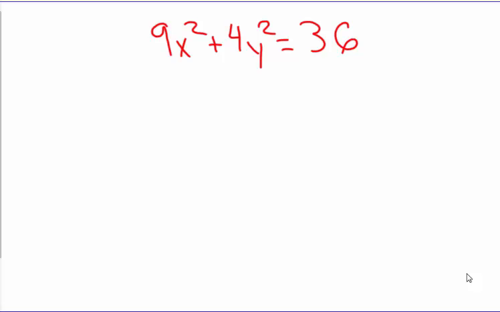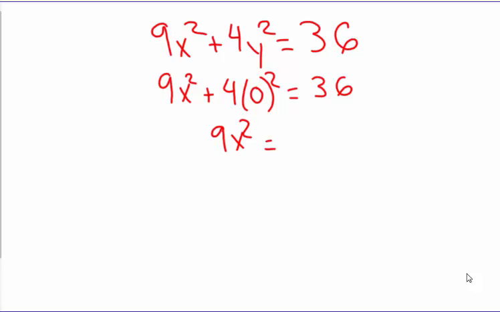Okay, so if we wanted to solve this by hand and we're looking for the x-intercepts, we know the y value is 0, so we can just plug in 0 for y and then solve this for x, and we will get positive and negative 2. The same thing we did by using the graphing calculator.